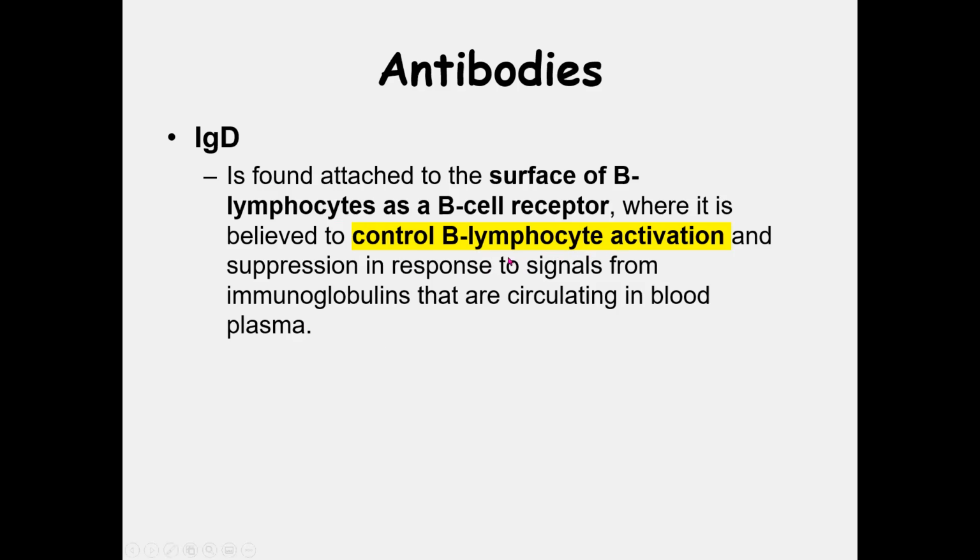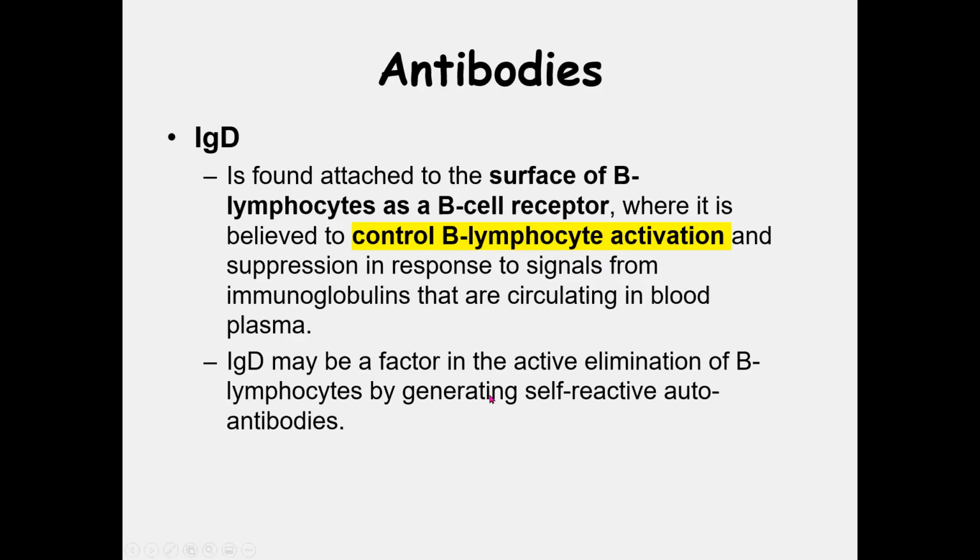They control B lymphocyte activation. Remember that where the B cells and the T cells communicate, it's these guys, the IgDs. So they say here, there may be a factor in the active elimination of B lymphocytes. If there's too many of them, there's a self-reactive thing. I found that, but I thought I'll chuck it in just for the hell of it.